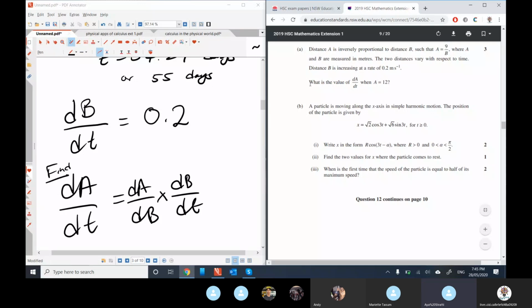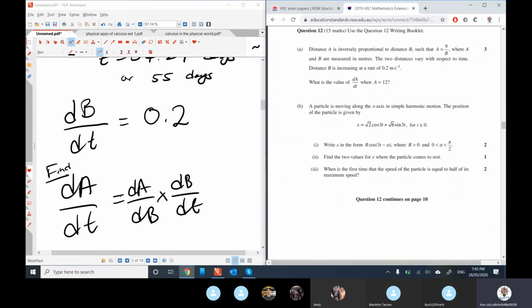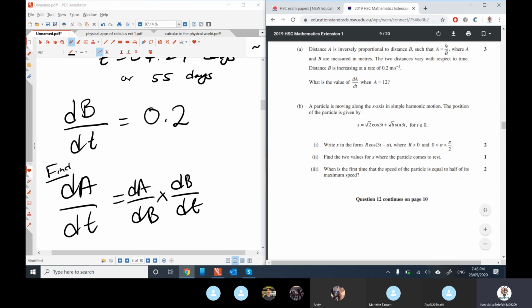It's inverse. It does say it right there. A equals 9 over B. So you should be able to differentiate that if you remember your differentiation law. So I'll leave you guys with that just to think about for a few minutes. We'll see if you can get it out. Just be careful. No B's in the denominator. That's it.